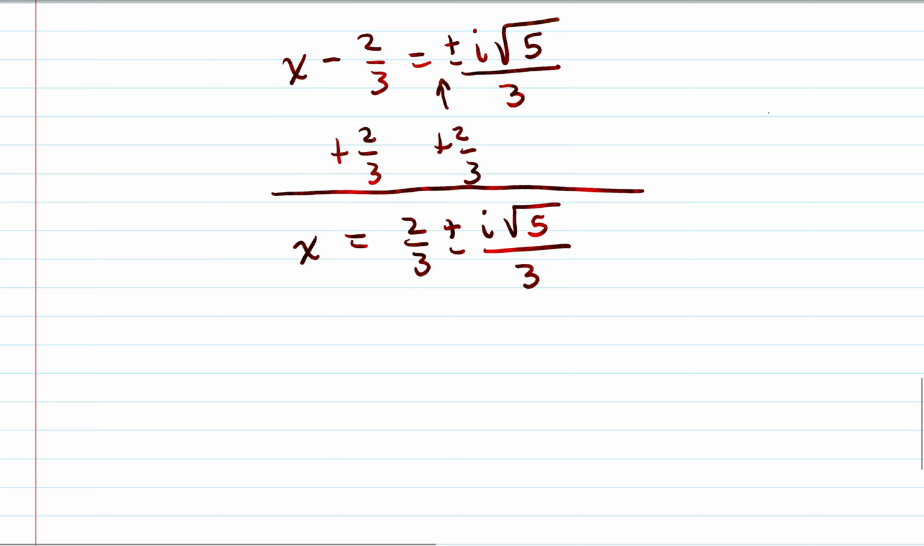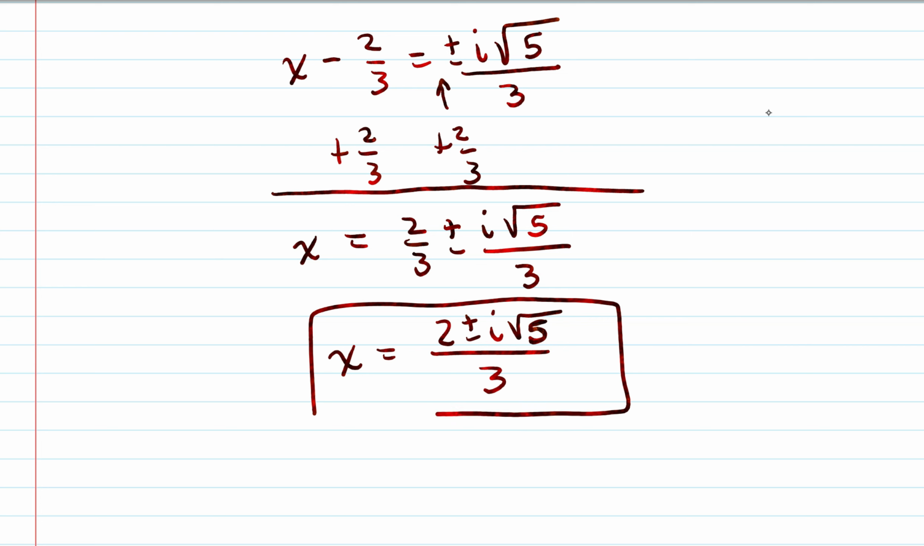And we could keep it like this, but we might as well make it a little bit more clean. As you can see, they have the same denominator. So why not put them both under 3 and say 2 plus or minus i times the square root of 5 over 3. And then that will be your final answer for the completing the square method.